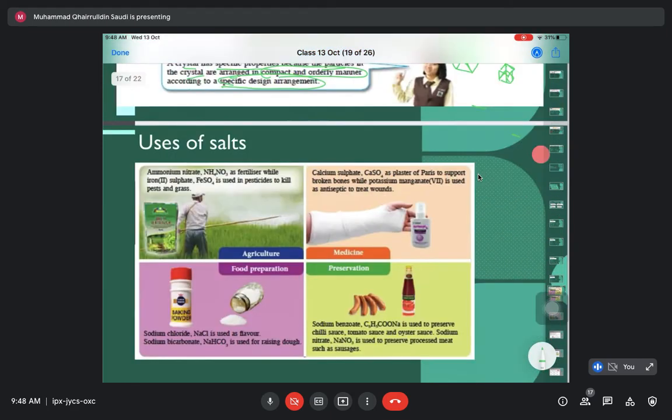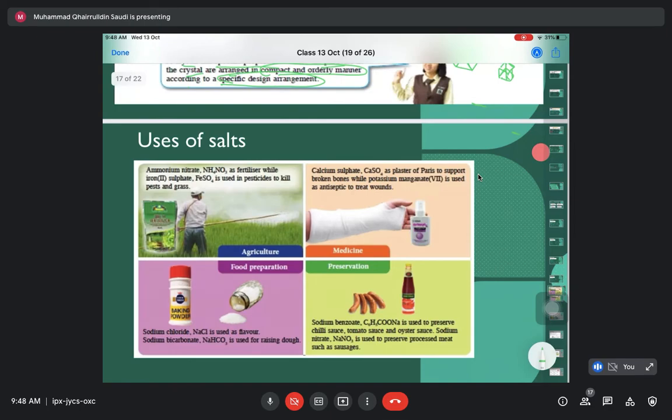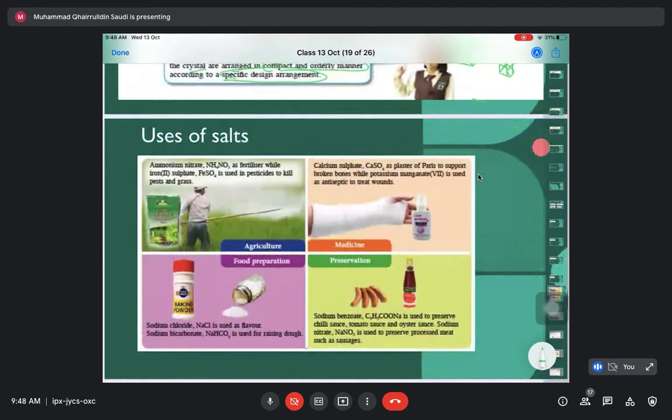Next is uses of salt. Okay, uses of salt, in agriculture usually as fertilizer. The example will be ammonium nitrate. While iron sulfate we use in pesticides to kill pests and grass. In medicine, we often use the salt calcium sulfate, also better known as plaster of Paris.